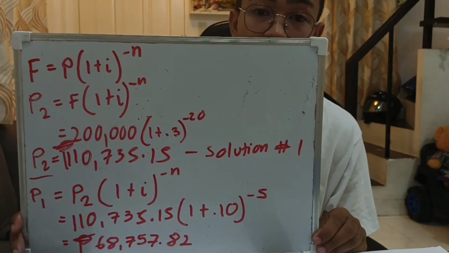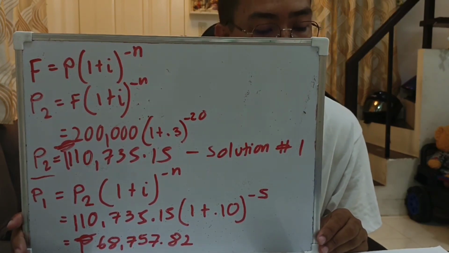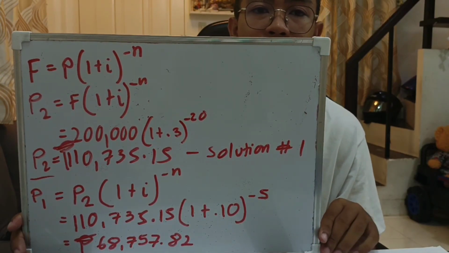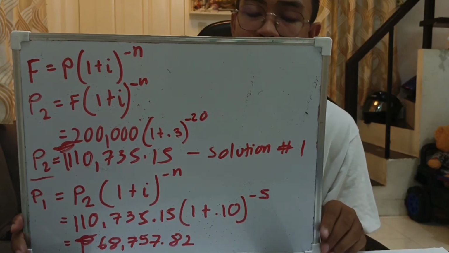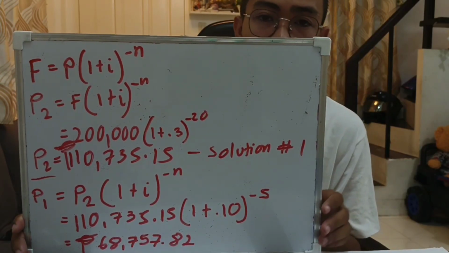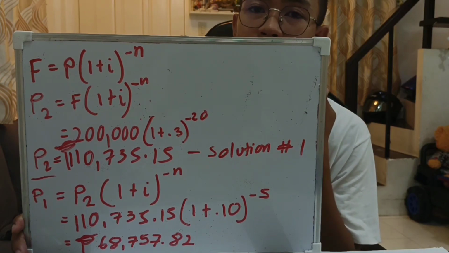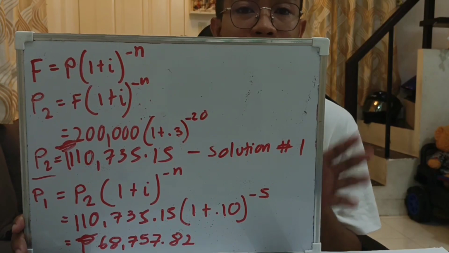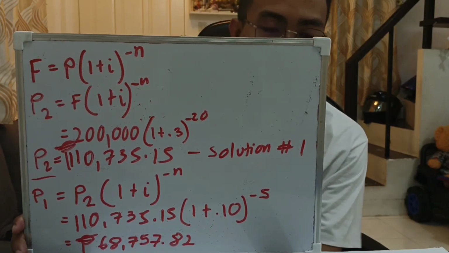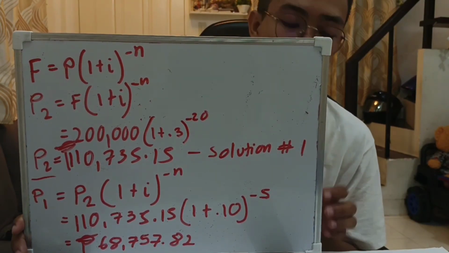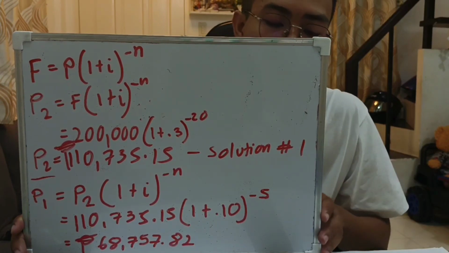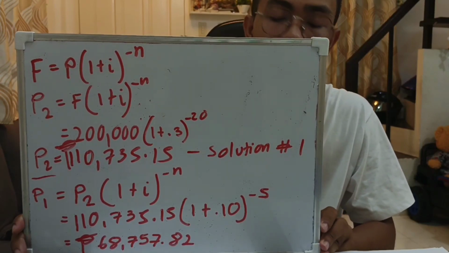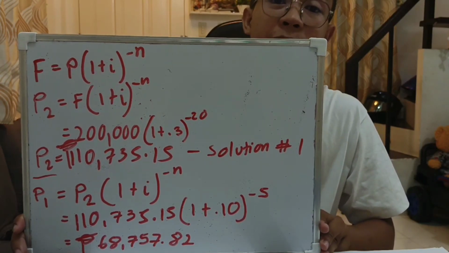So just multiply the number of years, or the n, with 1, and it will just remain the number of years. So 1 plus 10%, 0.10, to the power of negative 5, which is our number of years, 5 years, and you will be arriving at the number 68,757.82 pesos, and that is our final answer.